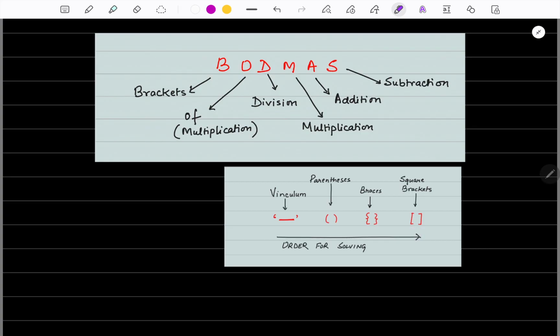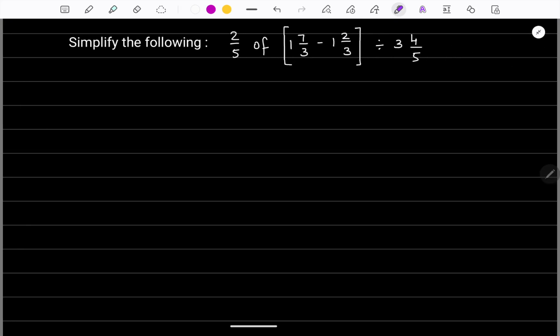We understand this rule of BODMAS with an example over here. In this example, we see that at three places we have mixed fractions. So the first step would be to write these mixed fractions in their improper fraction form, that will be their a by b form. So let's rewrite this expression: 2 by 5 of, within brackets, 10 by 3 minus 5 by 3, bracket closed, divided by 19 by 5.